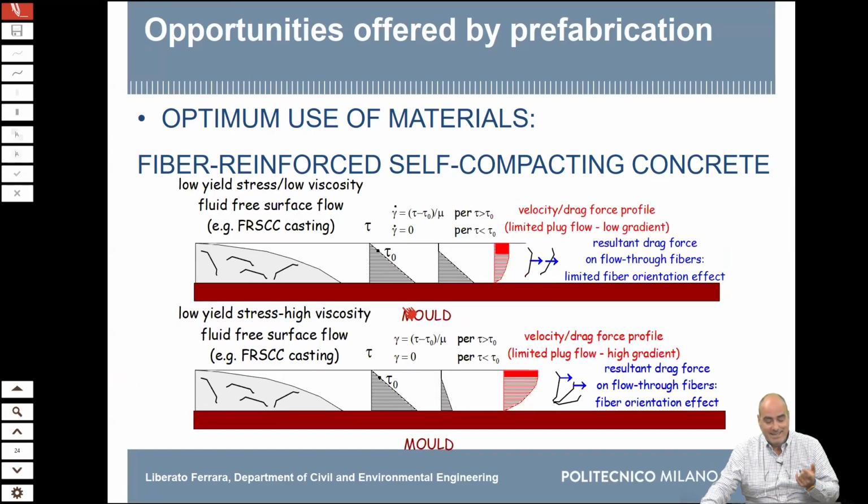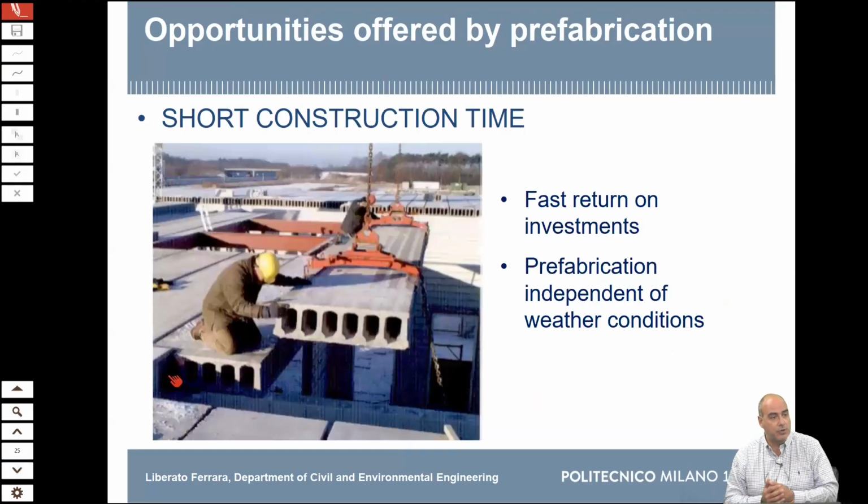When you go for SCC, you have a low yield stress and a balanced viscosity fluid. So you limit your plug flow zone to the very top, and you also have a high gradient, so that your forces are such that they can align the fibers along the flow. So this is the mechanism behind the fiber dispersion and fiber orientation control in self-compacting fiber-reinforced concrete, which you can effectively use in precast construction.